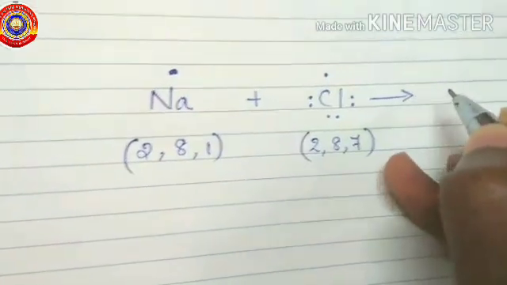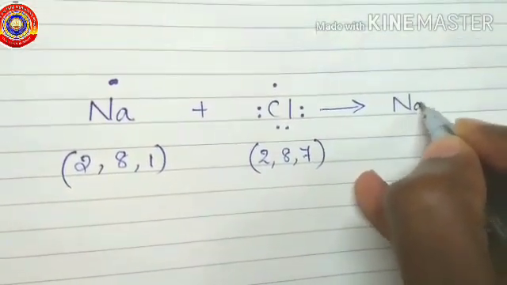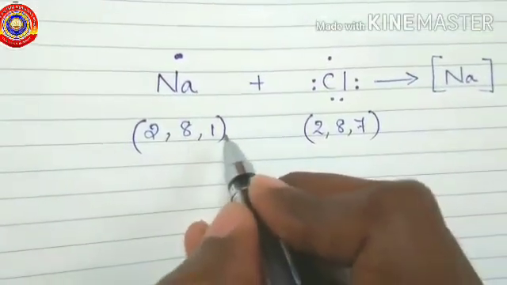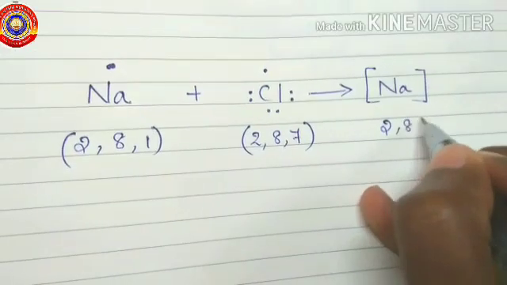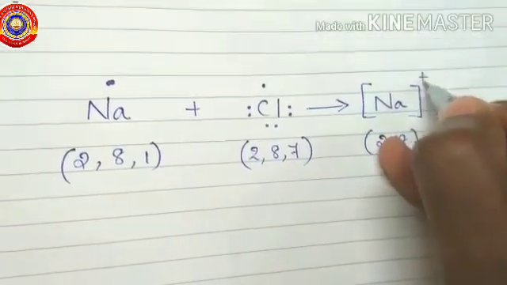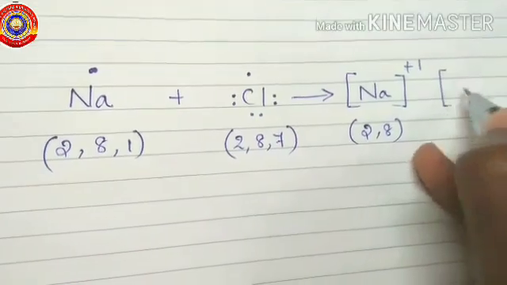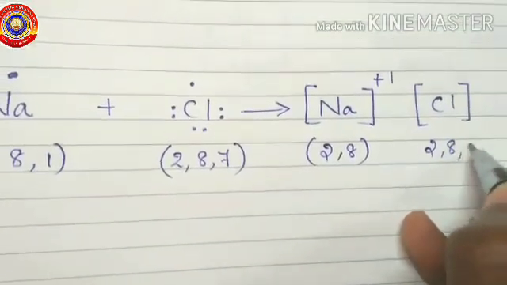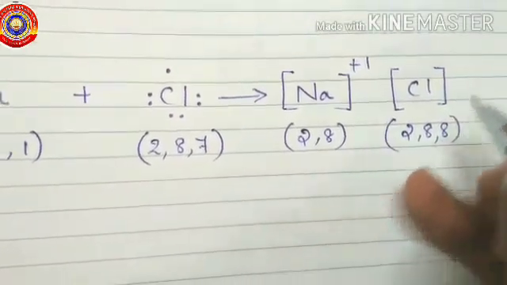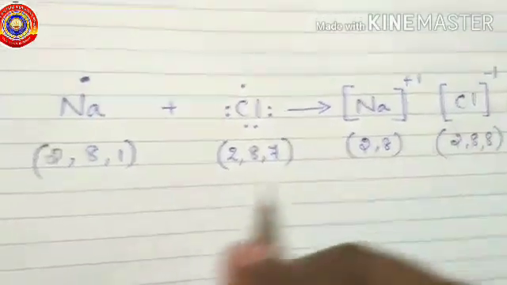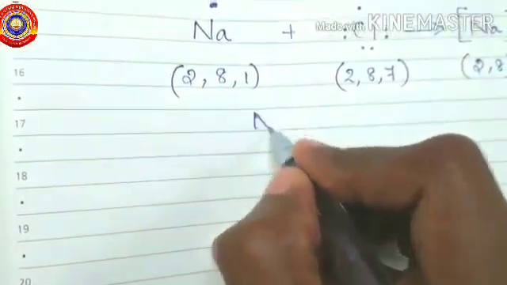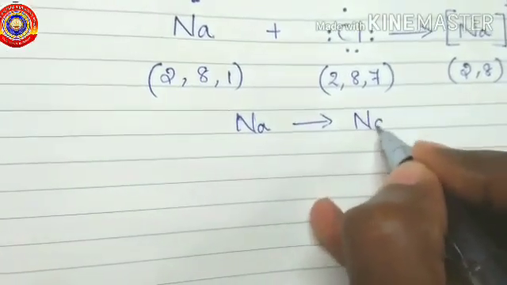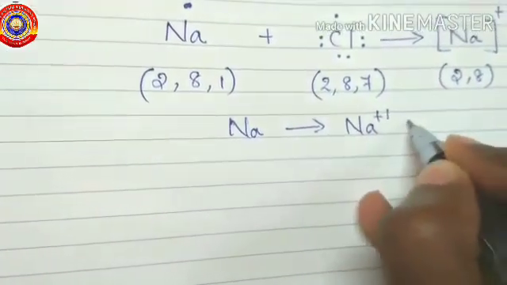Now, what happened to the sodium atom? Sodium changes to sodium ion by losing one electron, so that its configuration is 2,8. Hence it acquires a positive charge. Whereas chlorine receives one electron from sodium atom and becomes 2,8,8. Hence, it gets one negative charge. This diagram can be represented in the form of an equation. Na gives Na+ plus 1 electron.